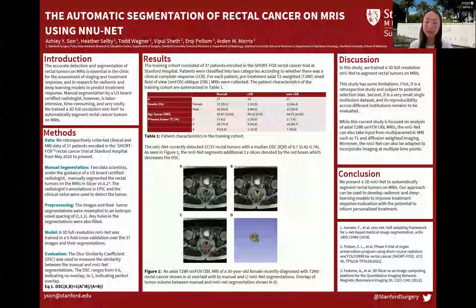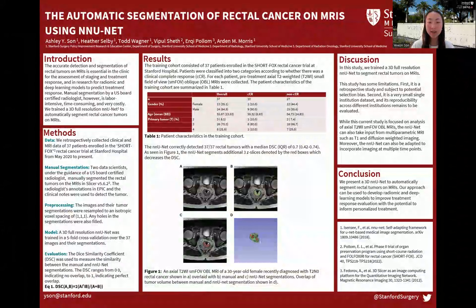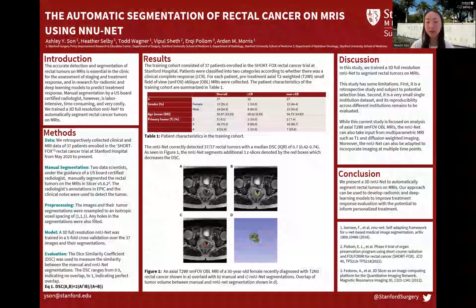This study has some limitations. First, it is a retrospective study and subject to potential selection bias. Second, it is a very small single institution dataset, and its reproducibility across different institutions remains to be evaluated. We are now in the process of collecting additional scans from Stanford to increase the sample size.